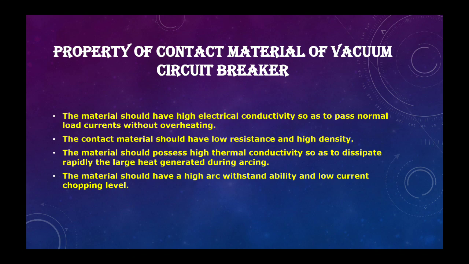Number two, the contact material should have low resistance and high density. If it has low resistance, it can carry the normal healthy current at normal operating condition, and if it has high density, then the volume of the vapor produced after the production of the arc increases. The material should possess high thermal conductivity so as to dissipate rapidly the large heat generated during arcing. The last one is the material should have a high arc withstand ability and low current chopping level. So these are the properties of contact material of a vacuum circuit breaker.